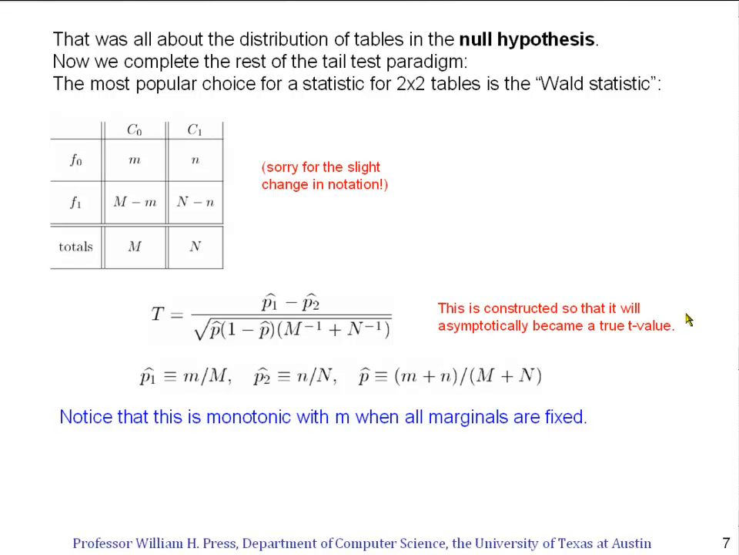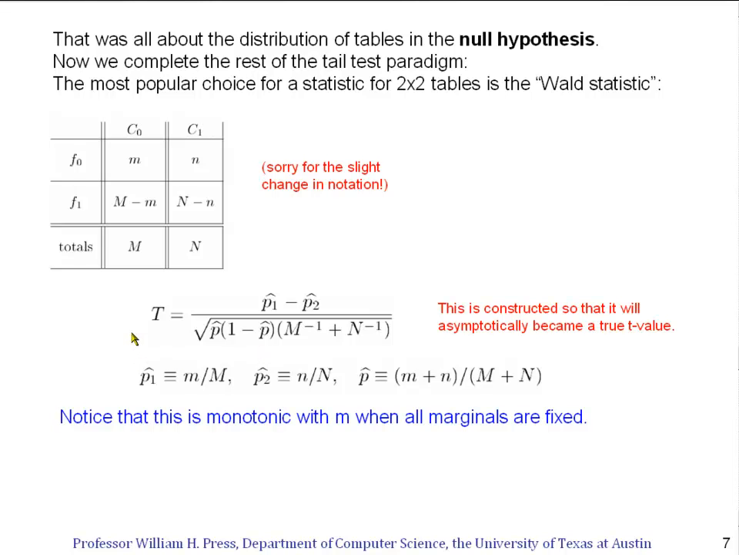is so that this asymptotically becomes a true t-value drawn from a Gaussian distribution if m and n are both sufficiently large. Okay, that's just background, because you'll remember you're allowed to make up any statistic you want if it seems to be a good statistic for detecting a deviation from the null hypothesis. And what really matters here is the p1 minus p2.